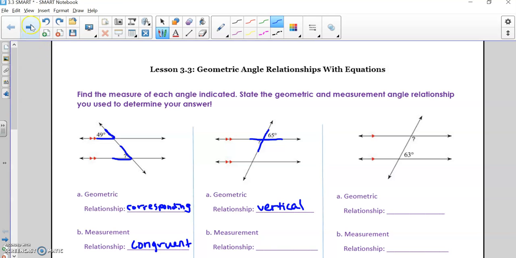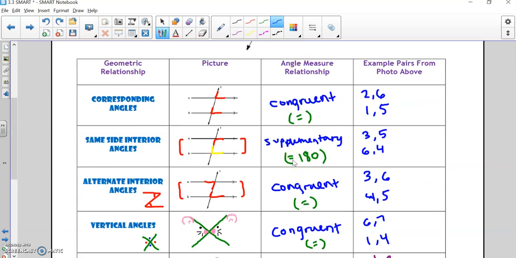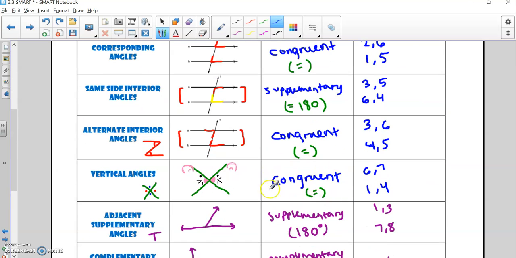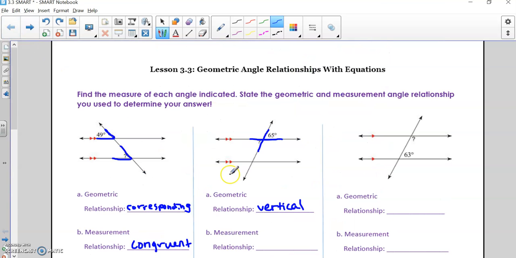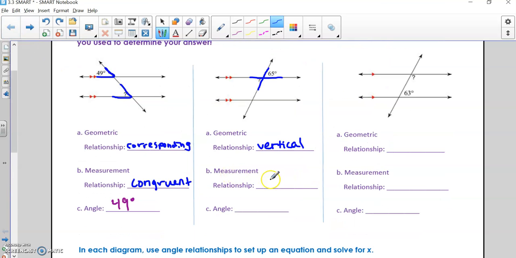Okay, and the measurement relationship for vertical angles is that those are also congruent, right? Those are equal angles. So we will write congruent. And since they are congruent, we know that if this one's 65, the other one is also 65. All right, one more of these.